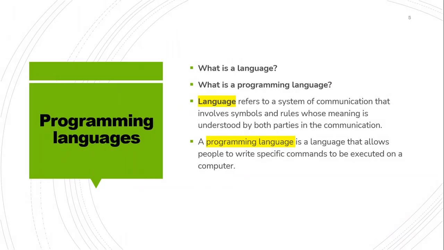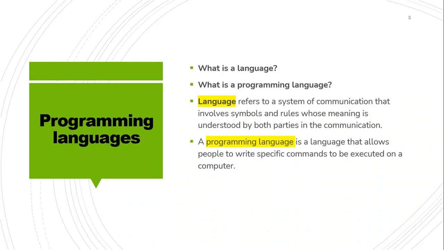What is a language? It's important for you, first of all, to understand a language so that you can understand what is a programming language. A language is simply a system of communication that involves symbols and rules whose meaning is understood by both parties in the communication. A programming language is a language that allows people to write specific commands to be executed on a computer.